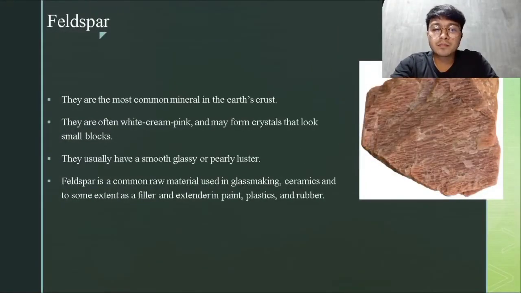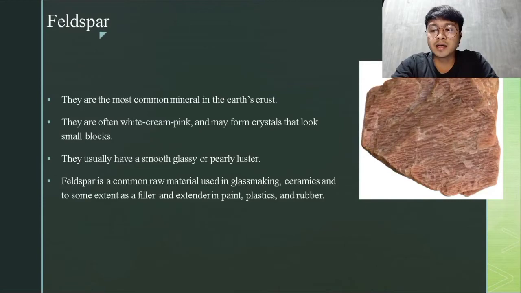Feldspar. Feldspars are the most common minerals in the earth's crust. They are often white, cream, or pink, and may form crystals that look like small blocks. They usually have a smooth, glassy, or pearly luster. Feldspar is a common raw material used in glass making, ceramics, and to some extent as a filler extender in paint, plastics, and rubber.